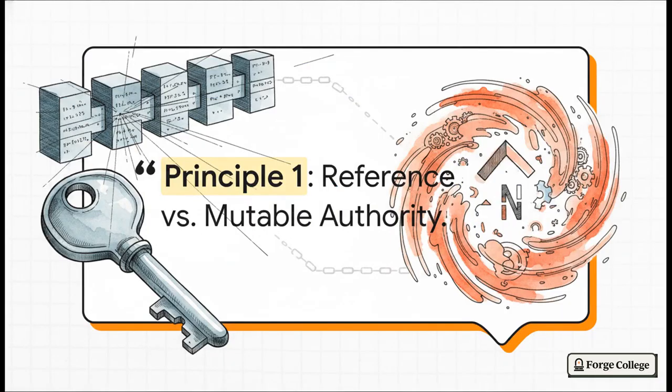Let's lock in 3 core principles before we wrap up today. Principle 1, reference versus mutable authority. Remember, UTXO references give you much simpler localized spentness checks. Account mutable nonces, on the other hand, demand active, client-side ordering management. One is looking backward to an exact reference, the other is continuously updating the present state.